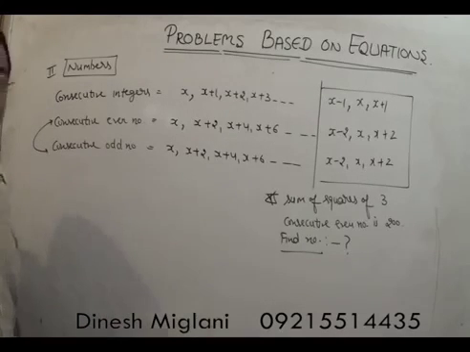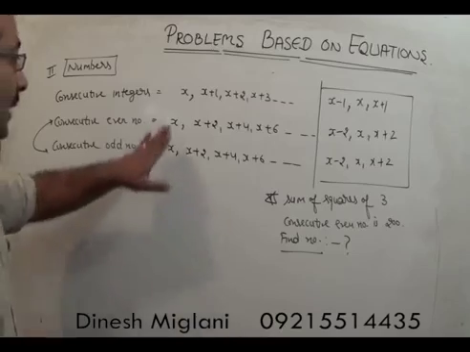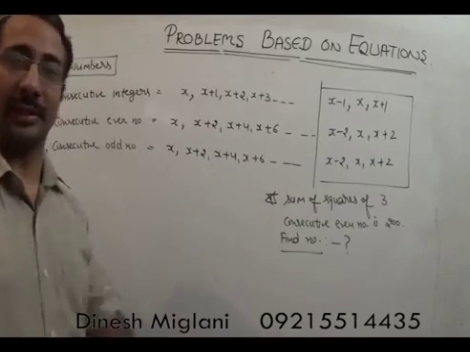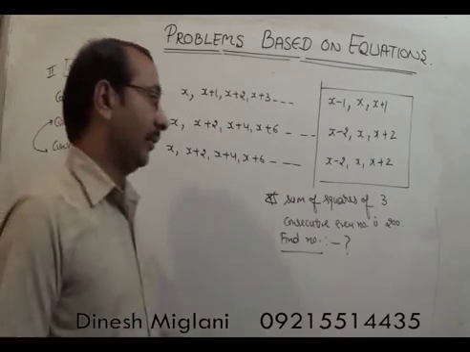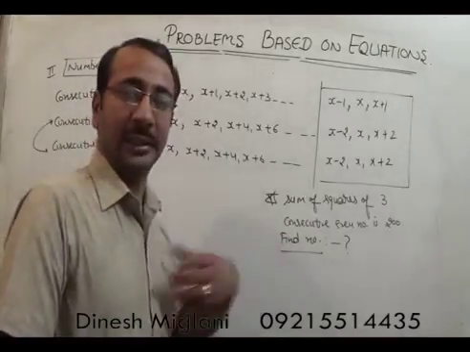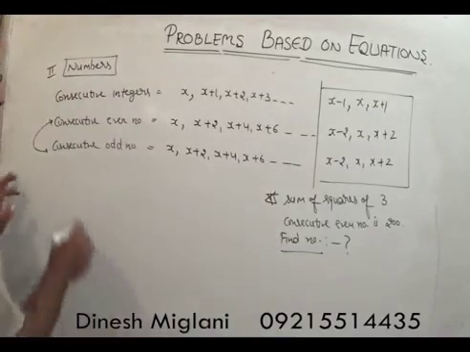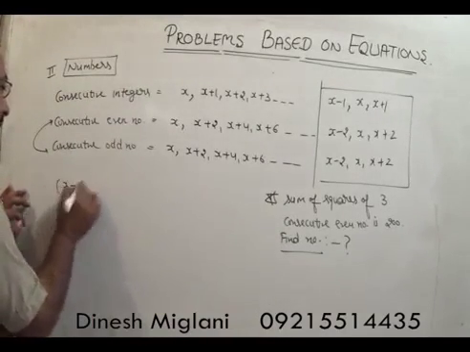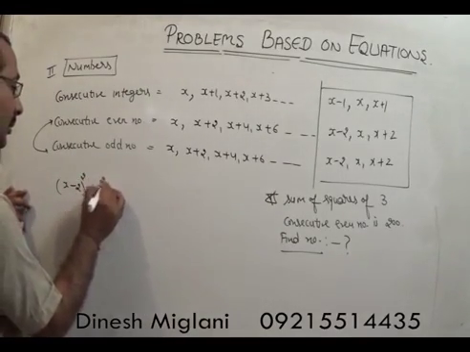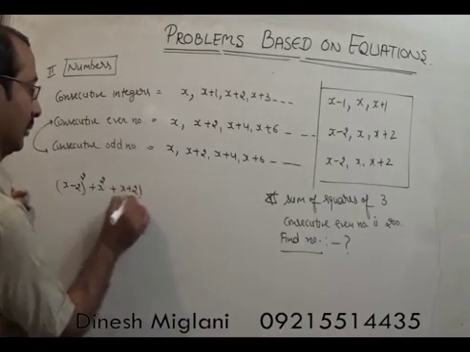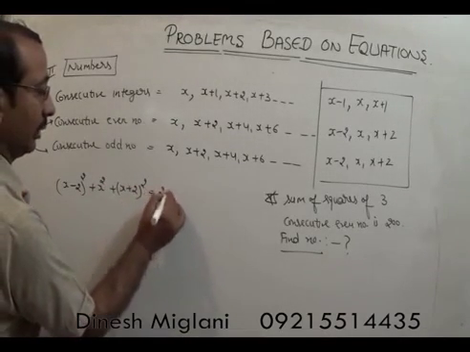Now, it's a point to understand. We can also take them as x, x plus 2, x plus 4, and the answer would be right. But whenever we have to take 3 consecutive integers, either even or odd, it's better to take them as (x minus 2) whole square plus x square plus (x plus 2) whole square, and the sum is equal to 200.